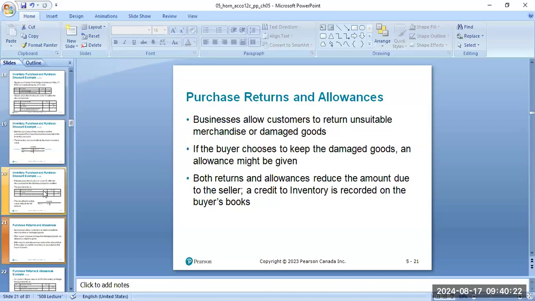So again, a business allows customers to return unsuitable merchandise or damaged goods. If the buyer chooses to keep those goods, then an allowance might be given. Both returns and allowances reduce the amount which we have to pay to our seller. And in both cases, we're going to reduce the inventory by crediting the inventory account.